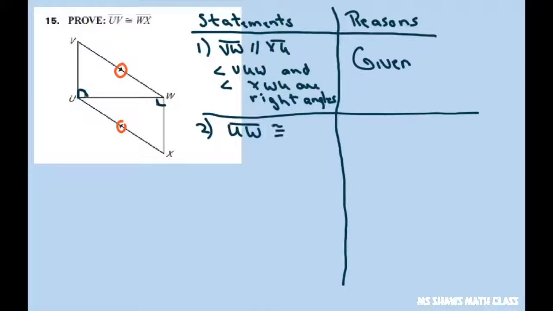is congruent to WU. So this line right here. If I separated these triangles, they would have the same side here that's equal. So that's the reflexive property of congruency.